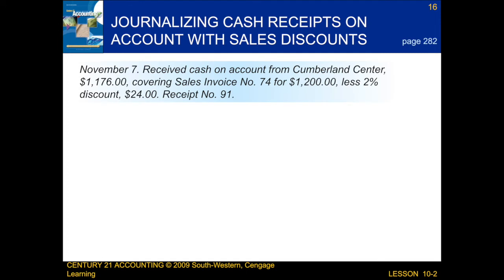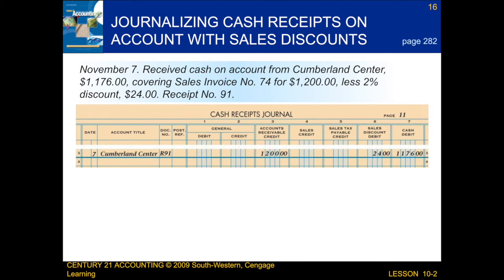All right, next we're going to be talking about journalizing cash receipts on account with sales discounts. So this transaction reads, on November 7th, received cash on account from Cumberland Center, $1,176, covering sales invoice number 74 for $1,200, less a 2% discount, $24, receipt number 91. Okay, so when we journalize a transaction related to cash receipts on account with sales discounts, there are a few steps that we follow when doing this process.